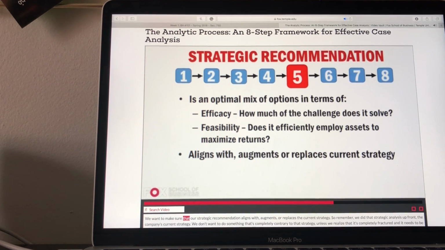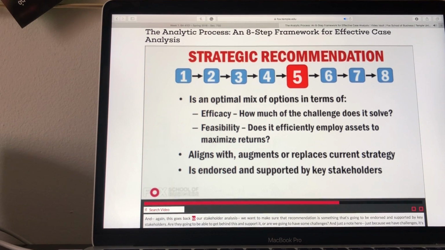We want to make sure that our strategic recommendation aligns with and augments or replaces the current strategy. So remember, we did that strategic analysis up front, the company's current strategy. We don't want to do something that's completely contrary to that strategy unless we realize that it's completely fractured and needs to be done away with and replaced with a new strategy. If it's just to supplement that strategy, we want to make sure it's consistent with it.